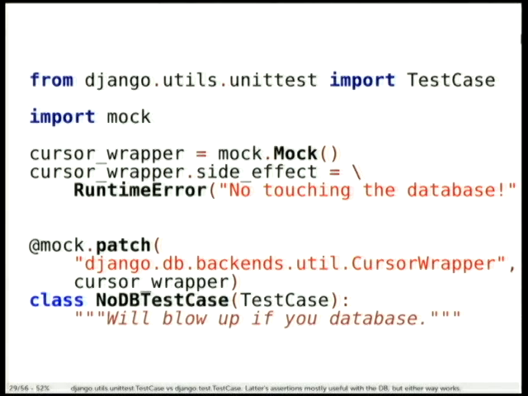This uses Michael Ford's mock library, which I always use in every project, which is for creating mock objects and patching, monkey patching things for the purposes of testing. And in this case here, we're just creating a mock version of Django's database cursor wrapper, and we're causing that mock cursor wrapper to just raise an error anytime it's instantiated. And then we patch the actual cursor wrapper class for this test case with our mock cursor wrapper. And so any tests you write in that test case will immediately blow up if you try to talk to the database.